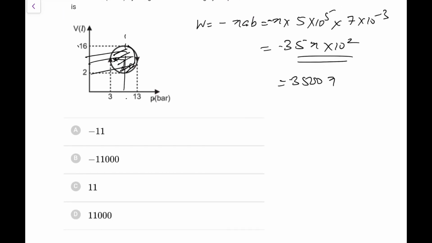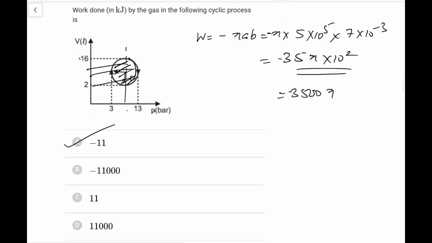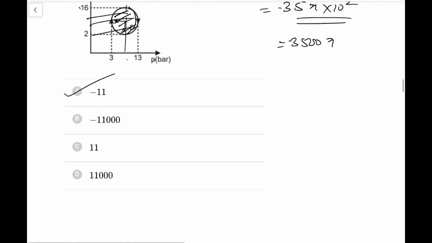So we'll go for this option. I don't know why they have given plus 11, it would be minus 11 because the volume decrease part has the more work done in this case.